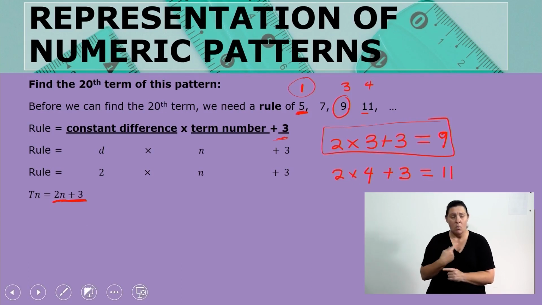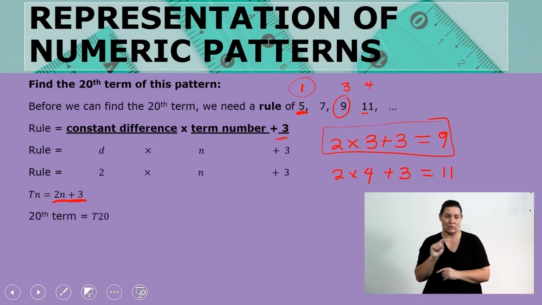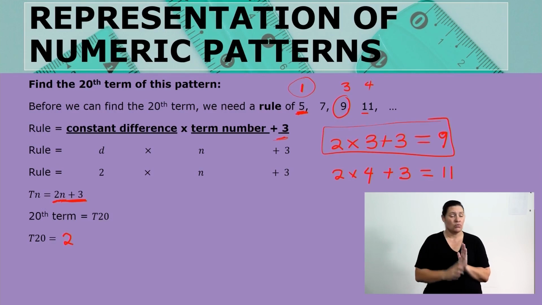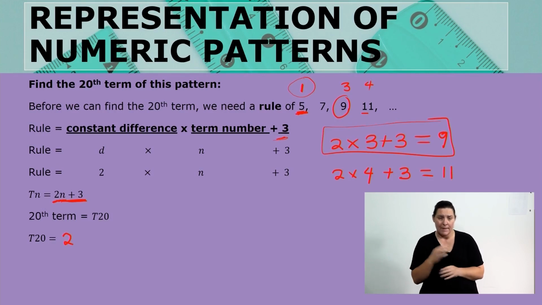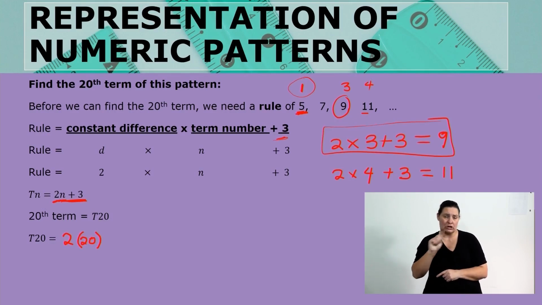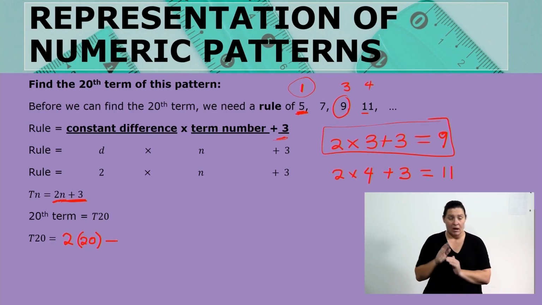But remember, we are now looking for the 20th term. So how are we going to work with the 20th term? We're still going to use our rule. Our rule or our formula says that we should take 2. We are going to multiply it by 20 because I am looking for the 20th term, and I'm using brackets to represent that 20. And after that, I'm going to add 3.